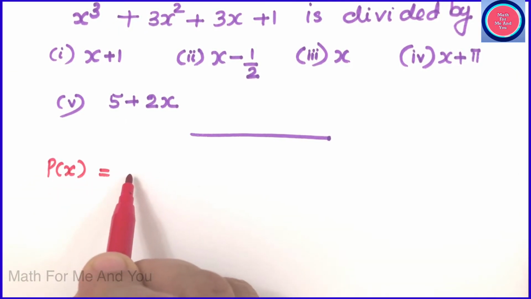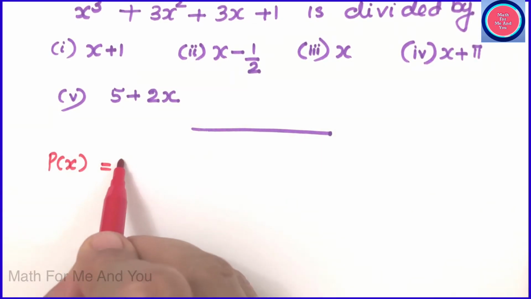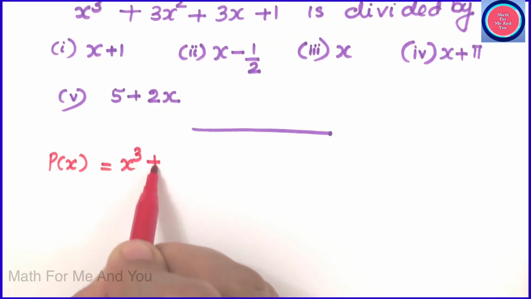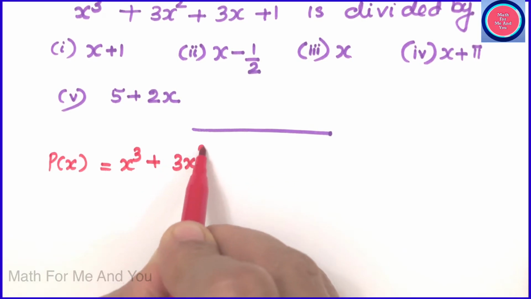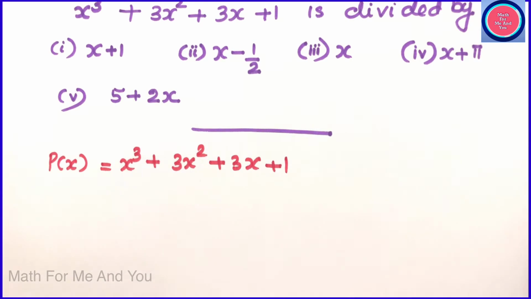We can write the given polynomial as p of x. This is in terms of x, that's why we are writing the polynomial as p of x. What is that? x cube plus 3x square plus 3x plus 1. And the first linear polynomial in this question is x plus 1. We have to find the remainder when we divide p of x by x plus 1.